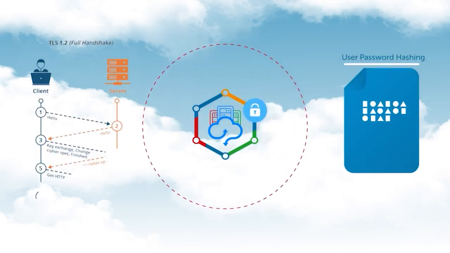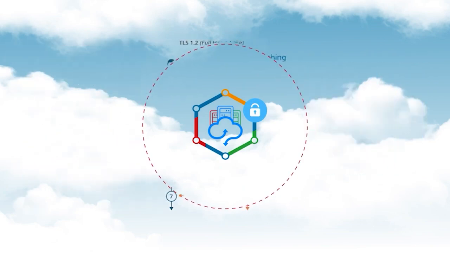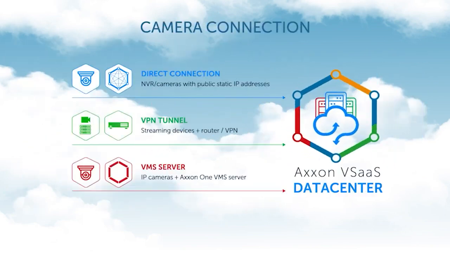Keep your client's data secure with TLS 1.2 and user password hashing. Connect cameras to the cloud using the Axxon Net plugin installed on cameras, a VPN-enabled router, or a computer platform with Axxon One VMS installed.